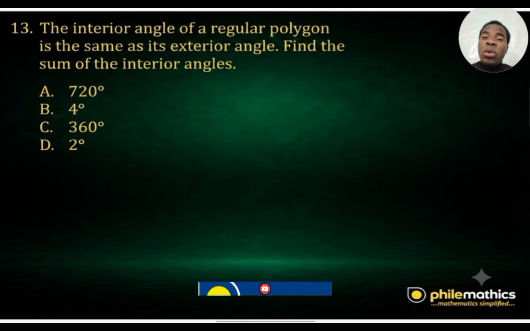This is a beautiful question on polygon. It says the interior angle of a regular polygon is the same as its exterior angle. Find the sum of the interior angles. A regular polygon is simply a polygon in which all sides are equal. We are asked to look for the sum of the interior angles.